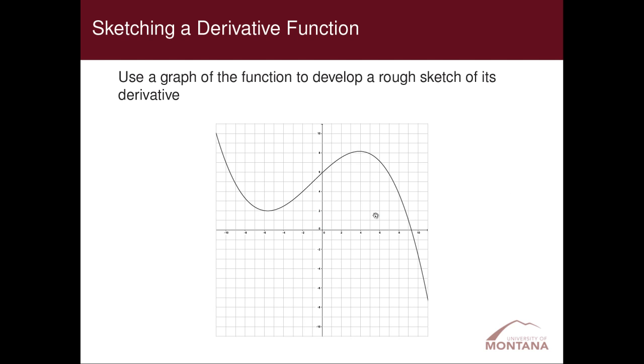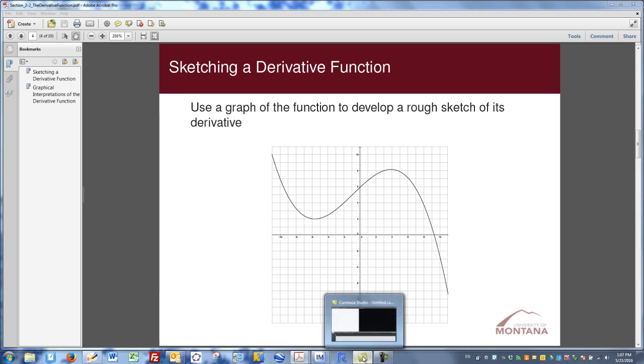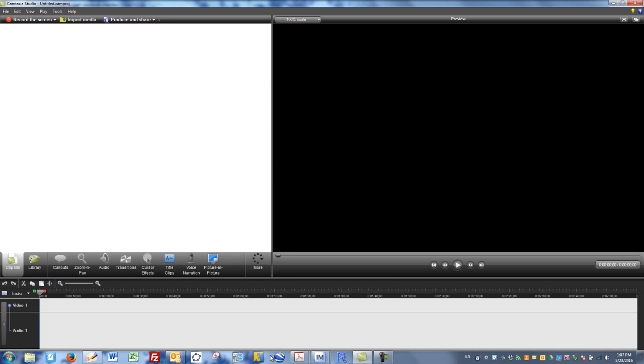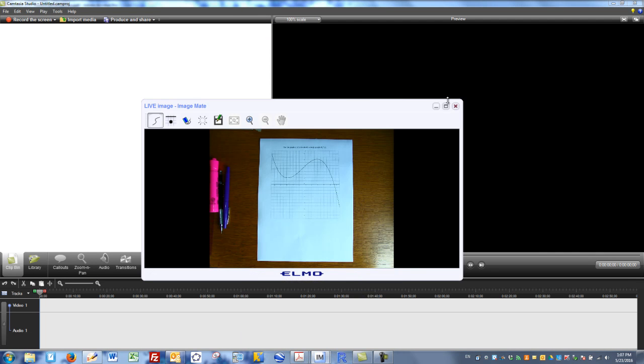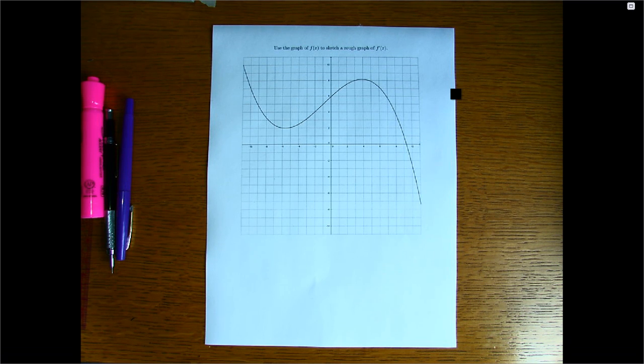So here's a graph of a function, and let's use this graph to try to develop a rough sketch of its derivative function. Okay, so I'm going to step out of the slides and go to a worksheet that I've provided on our Moodle page. Please go ahead and try to find that on the Moodle page so that you can follow along with me. You might even try to do it on your own right now and see if you come back to the same results. So we're going to use the graph of f of x to sketch a rough graph of f prime of x.